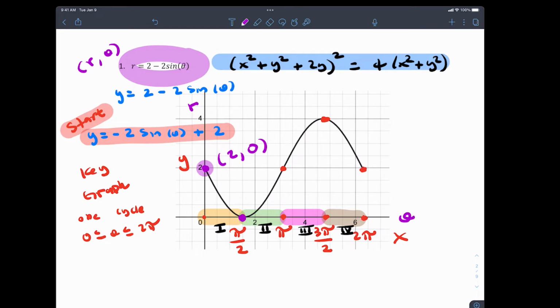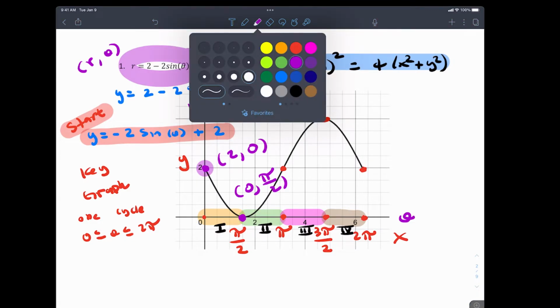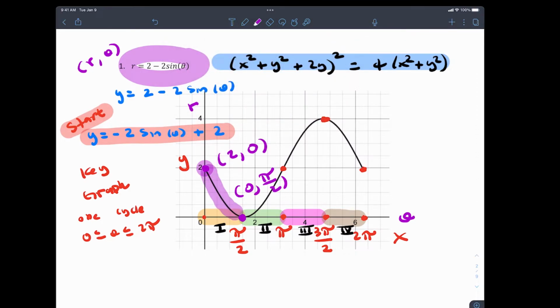What's this location down here? Your radius is what? 0, but the angle is pi over what? 2. So far, so good? Those are points that we have to consider in polar form. So what this means is this. You're going from angle 0 to angle pi over 2, 90 degrees. You go from a radius of 2 to a radius of 0. So (2, 0) to (0, pi over 2).